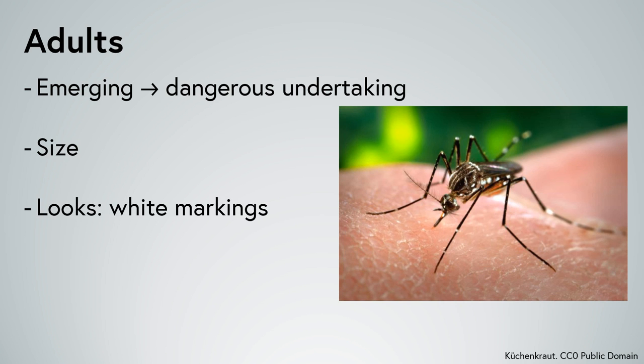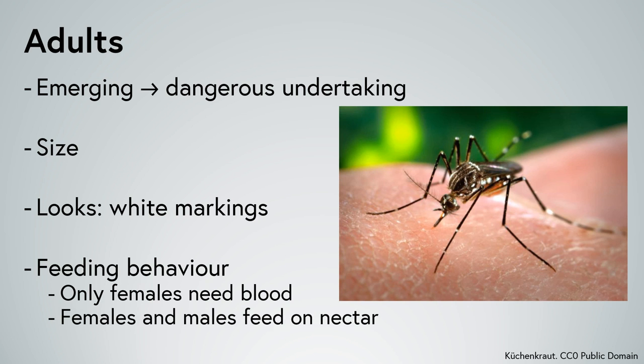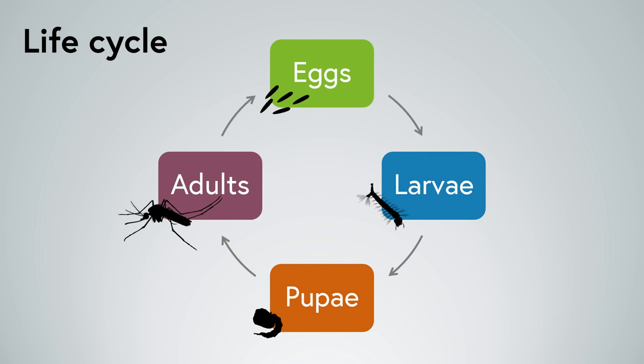The males of all species of mosquitoes do not bite humans or animals of any species, they live on nectar. The female of Aedes aegypti feed not only on nectar but also on blood. In total, it takes 1 to 2 weeks from an egg to reach adulthood.